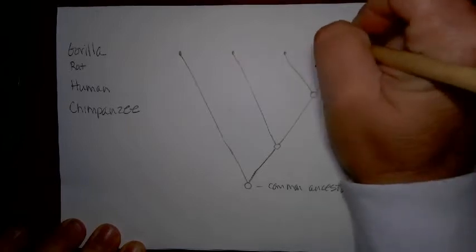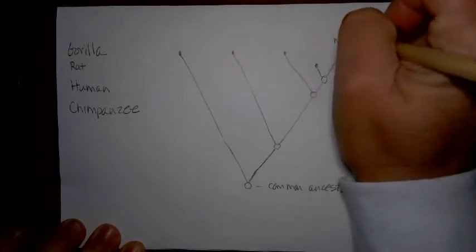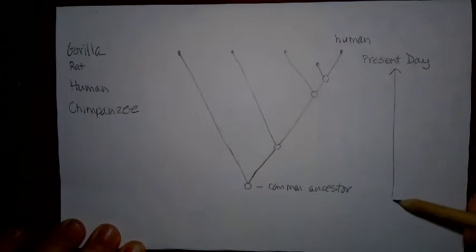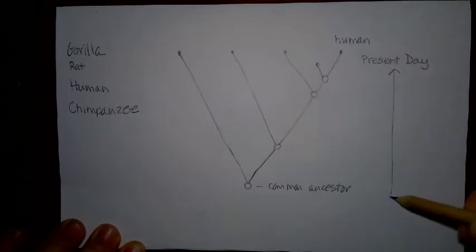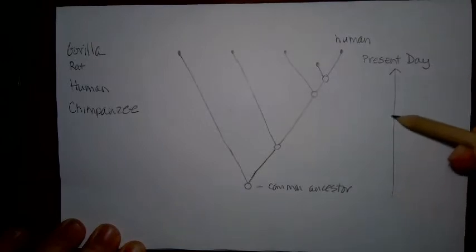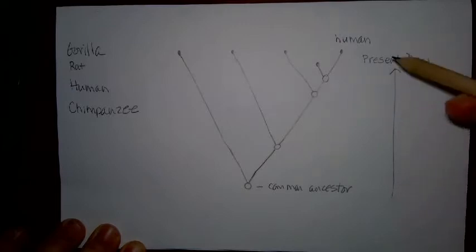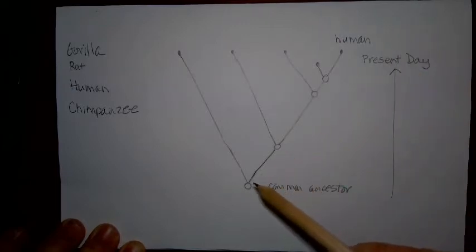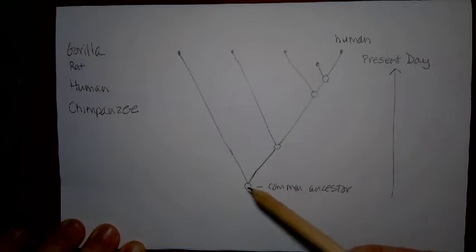So if I tell you that we're going to put human here, this is us. This is millions of years ago, moving up to present day. So the time is going like this. If you go back far enough, every living thing on the planet had one common ancestor. 4 billion years ago, the first life on Earth was a simple bacteria, a single cell organism with no nucleus.